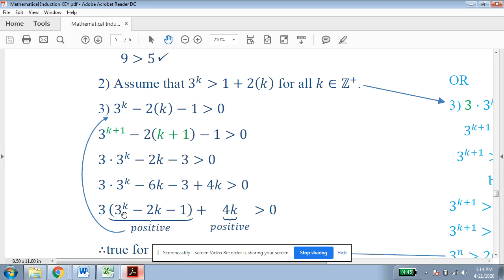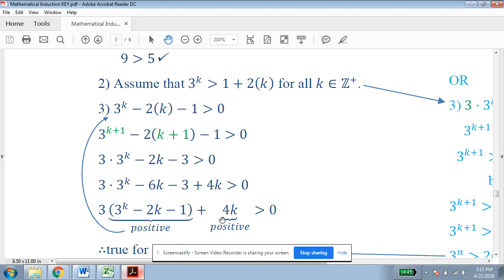Then this 3 to the k minus 2k minus 1 has to be positive. Why? Well, look up at my first step in my third step. My first statement up here, I knew for sure because I took this right-hand side and moved over to the left, I know for sure 3 to the k minus 2k minus 1 has to be positive. So that part there does have to be positive because I knew it from up there. 3 times a positive number does have to be positive. So that part I don't have to deal with. I only have to look at the other stuff that I have left.